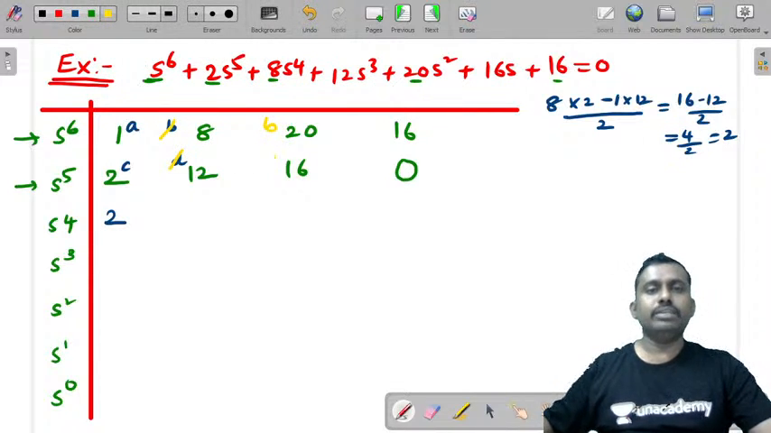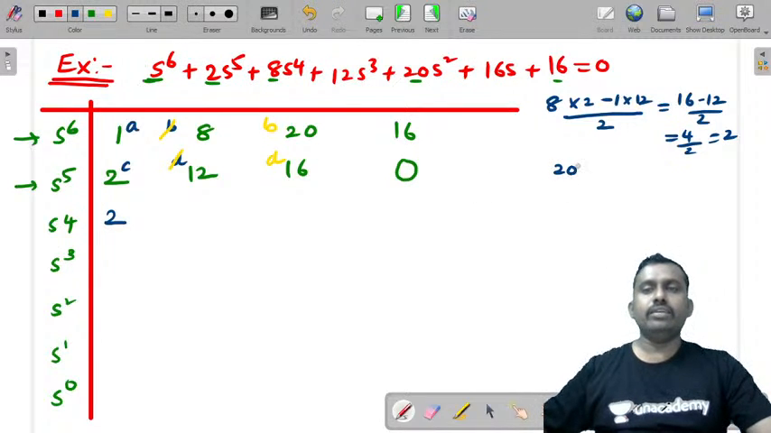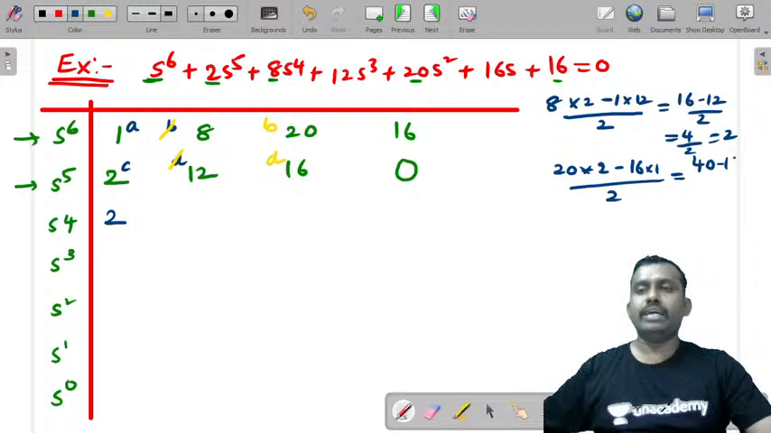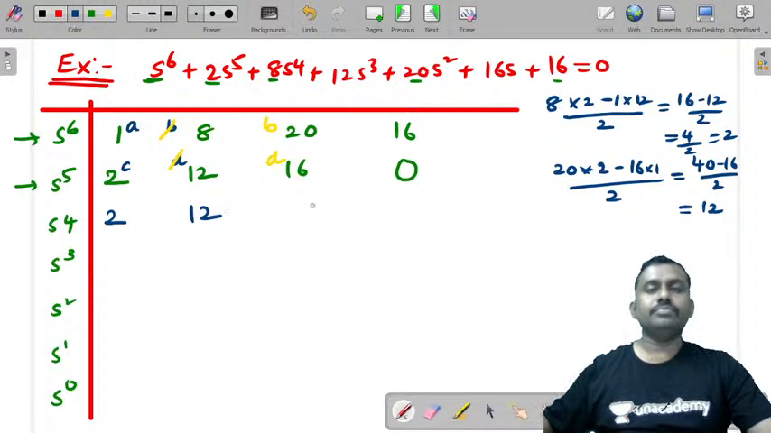So let us take this as B and D now. What is that value you need to find? It is B into C minus A into D, by C. What is this? 20 into 2 is 40 minus 16, by 2. 40 minus 16 is 24, and 24 by 2 is 12. We'll get a 12 here. And next we need to find B and D, shift it here.